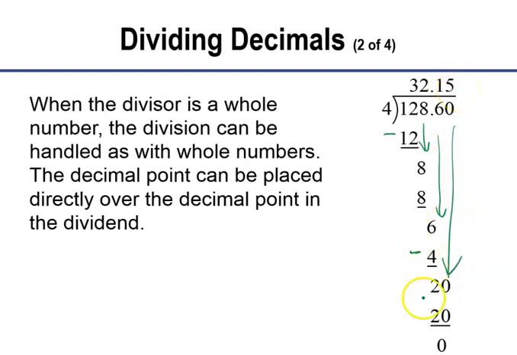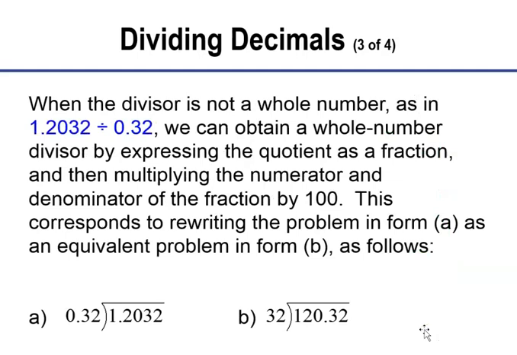5 times 4 is 20. And then we actually get a remainder of 0. Okay? So if you're dividing by a whole number, not a whole lot has changed. You just put the decimal straight above. But what if we're not dividing by a whole number? What if we're dividing by a decimal?